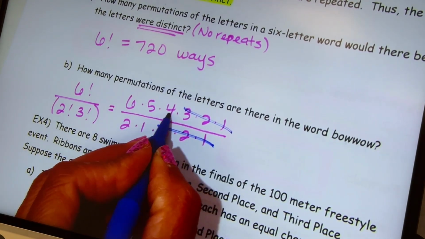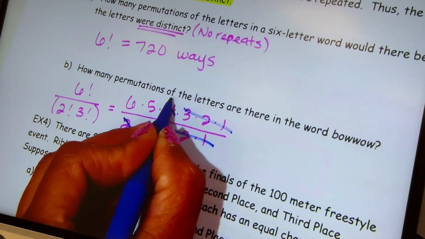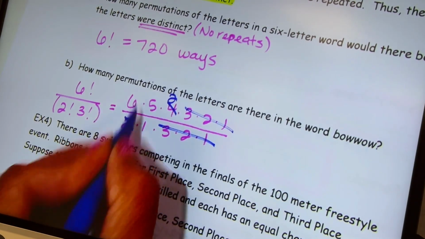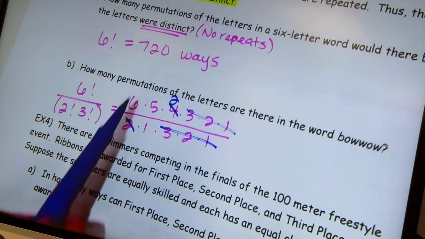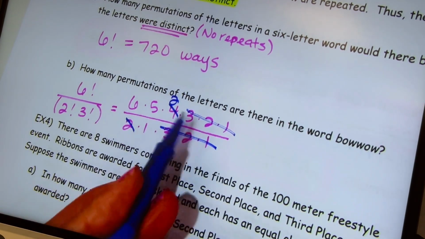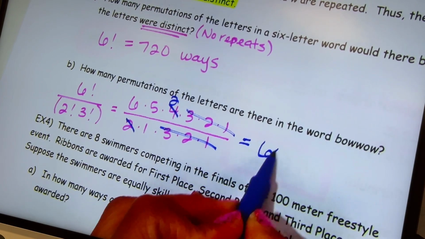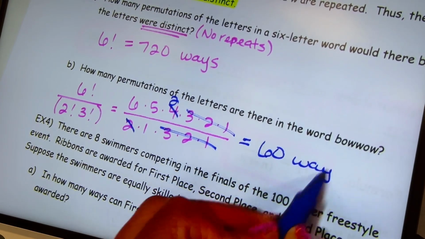2 can cancel out with the 4. 2 goes into 4 twice. I could have canceled it out with the 6 instead, but you can't do both. It's either one or the other. Once it's canceled, it's gone. And then 6 times 5 is 30. 30 times 2 is 60. So we still get the 60 ways.